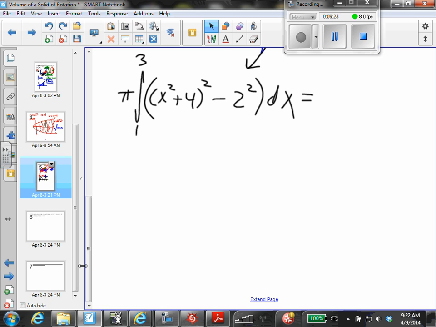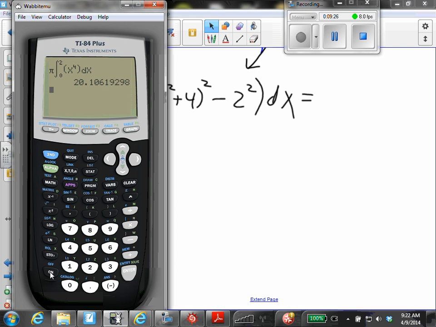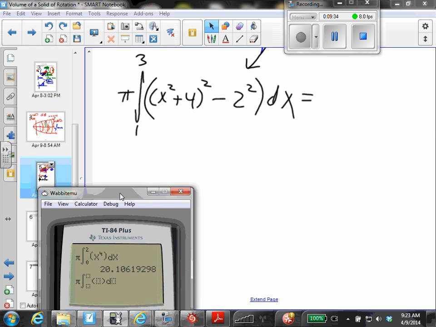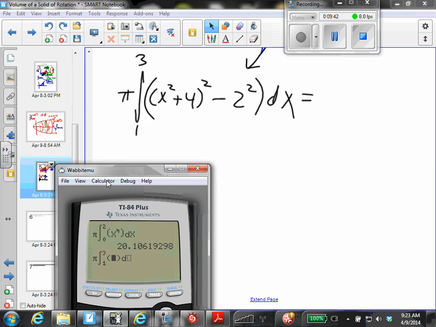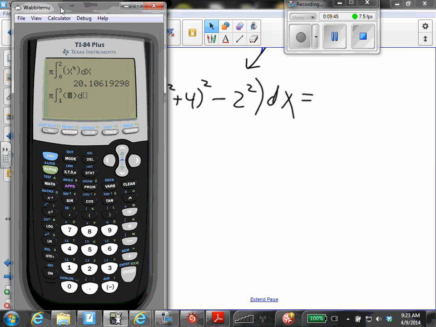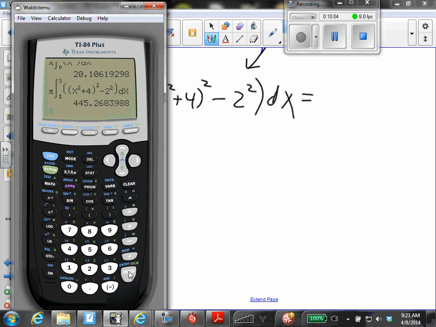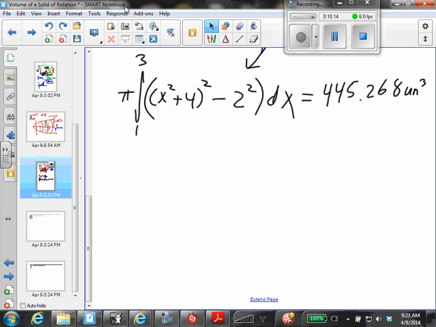So if we use our calculator now, then we can turn it on, and then I'm going to go pi times, and I'm going to go to math 9 to set up my integral. And my integral is from 1 to 3, so it's from 1 to 3 of, and then we had x squared plus 4 all squared, so open a parentheses, I'm going to do x squared plus 4, close the parentheses, and all of that needs to be squared. And then minus 2 squared. And I'm taking the integral of all of this with respect to x. Okay, and so that gives me 445.268, and that would be units cubed, right? Whatever units we're using, since we have a volume, it would be cubic units.